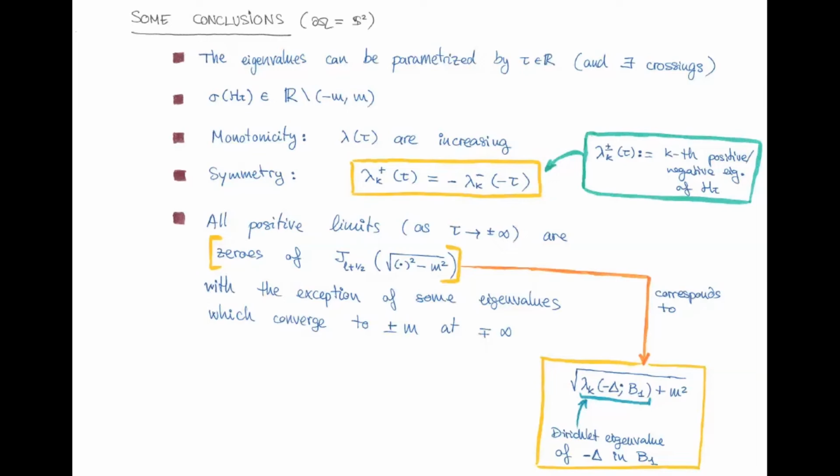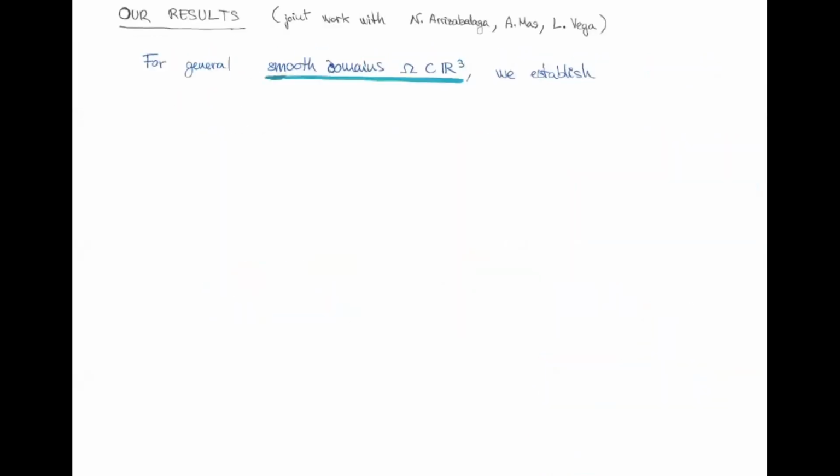Okay, but as I told you, this is in the sphere where you can do everything explicit because you have explicit formulas. But you want to do this for a general domain. And this is what we do in our work with Nayara, with Luis and Albert, in which we want to prove the same kind of things, but for a general domain. But now we don't have explicit formulas anymore, and we have to try to deal with things in a different way. Okay, and this is what we prove.